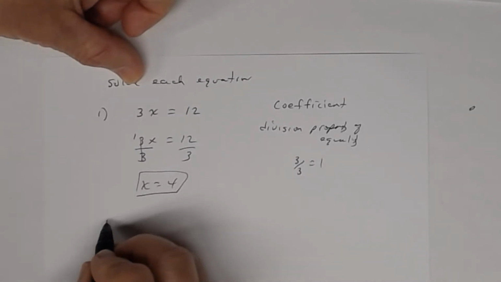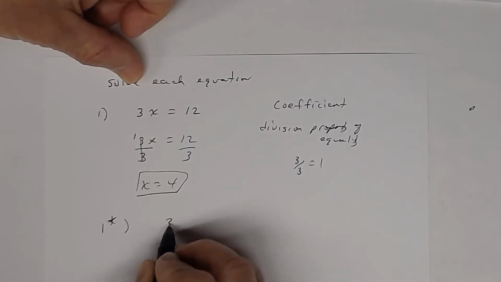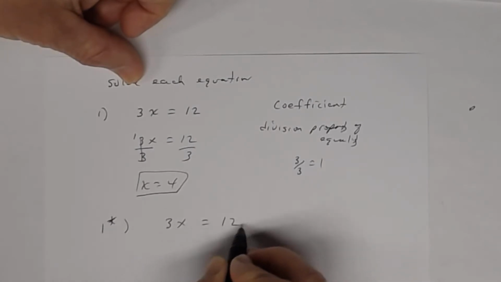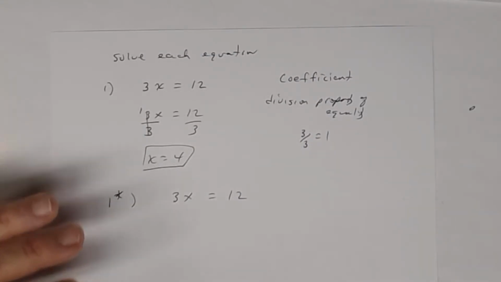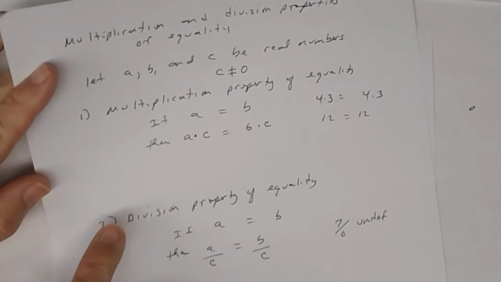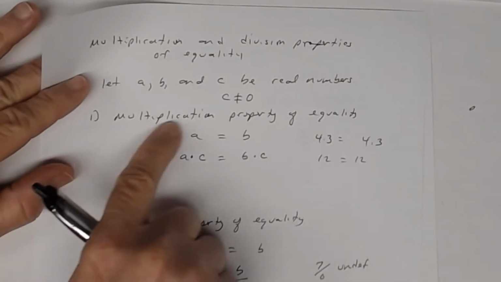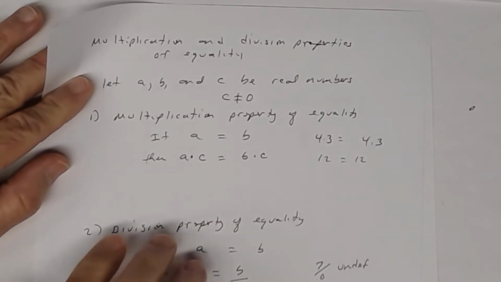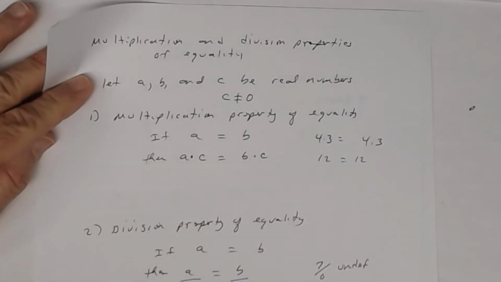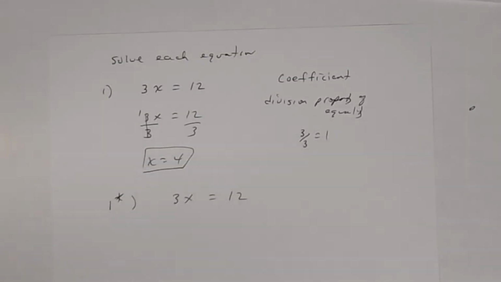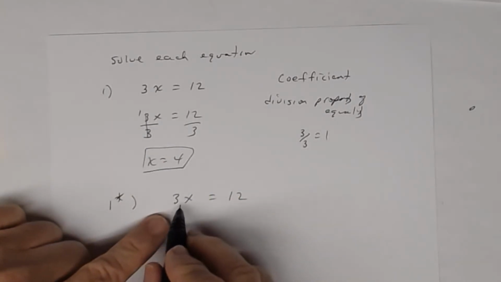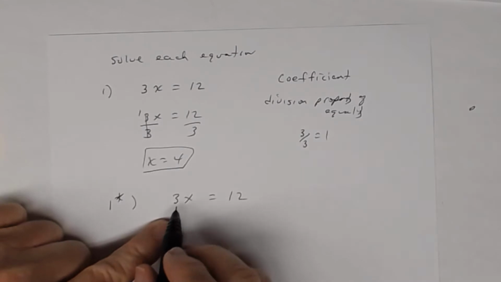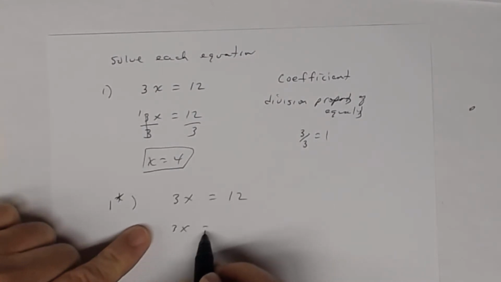Now I just want to remind you also, I'm going to put this as 1 star just to kind of tell you this. So the same equation. So I just want you to see that in some textbooks, they won't even talk about the division property. They'll just mention the multiplication property, because division is a consequence of multiplication. And what that means is this. So instead of dividing both sides by 3, you could have multiplied.